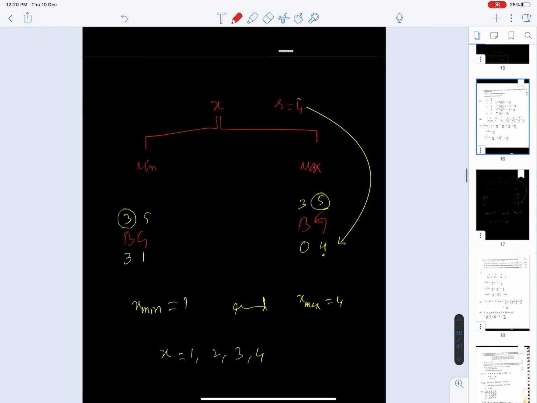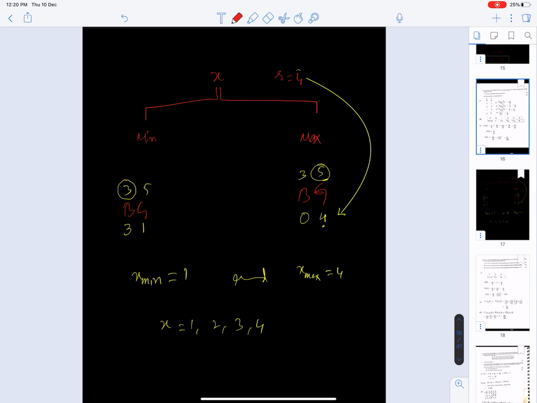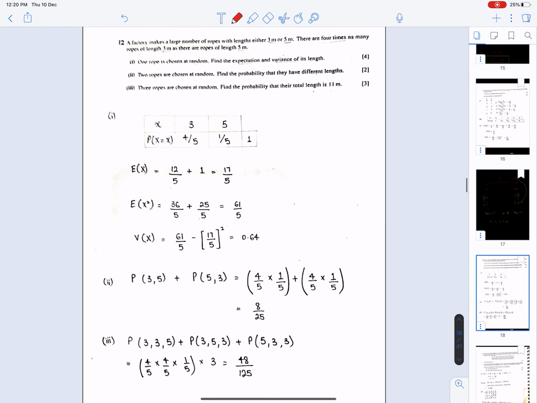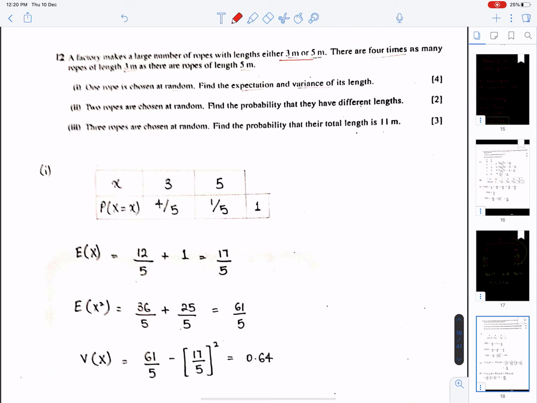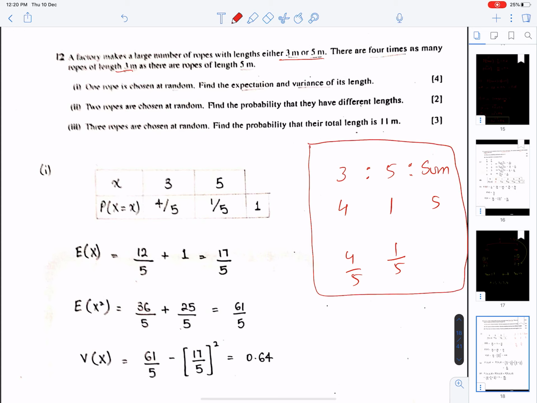This is the next page. Now let me discuss question number 12. A factory makes a large number of ropes with length 3 or 5. There are 4 times as many ropes of length 3 as there are ropes of length 5. You can use the ratio method for this. 3, 5, sum of ratio. There are 4 times, so this should be 1, this should be 4, sum of ratio will be 5, so the probability of 5 will be 1 upon 5 and this will be 4 upon 5. So by using this concept, you can get the answer.